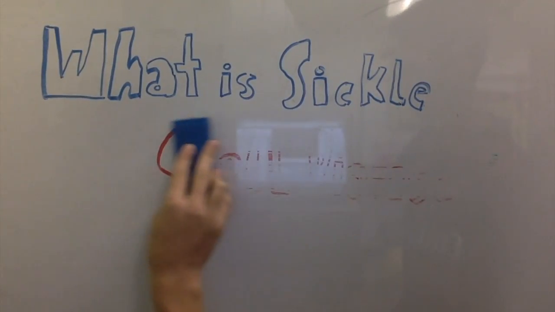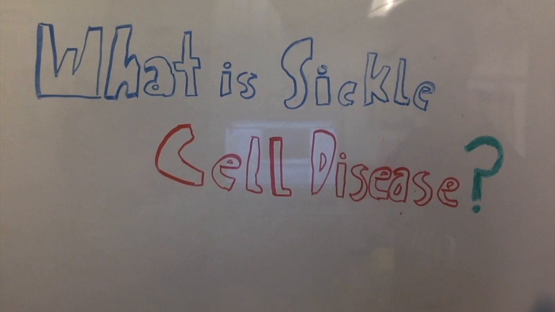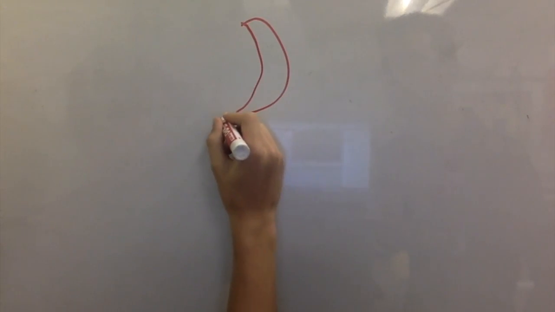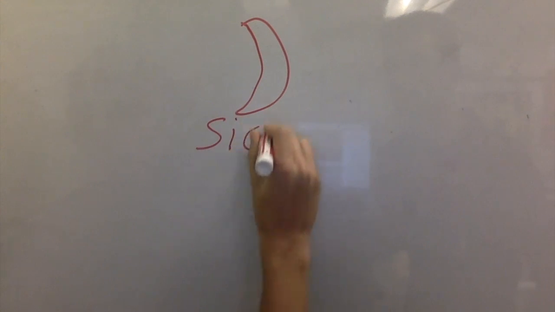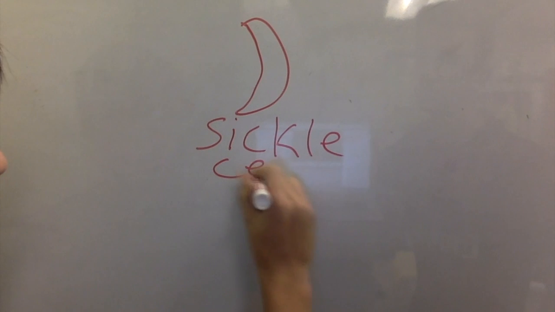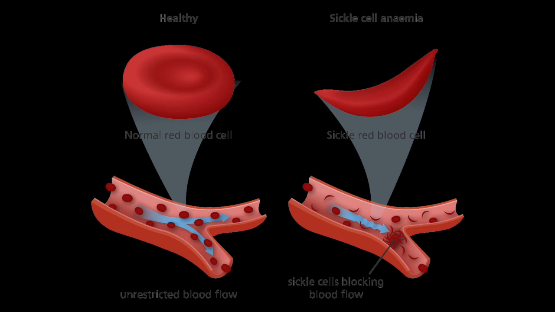What is sickle cell disease? Sickle cell disease is a disease which causes red blood cells to become a sickle shape. This can lead to problems in the bloodstream because, due to their non-flexible cells, it can lead to clotting in the system.